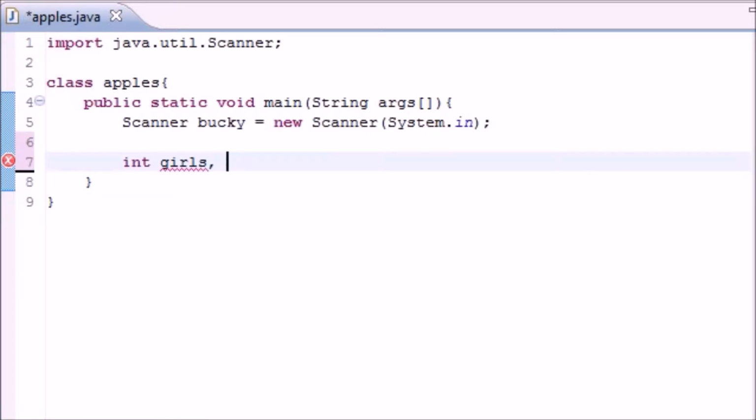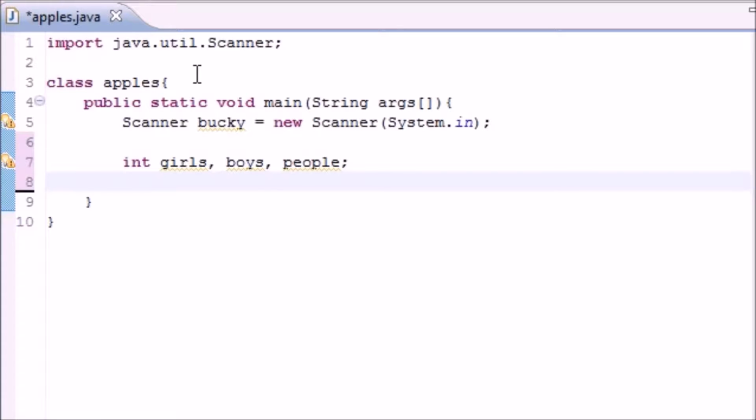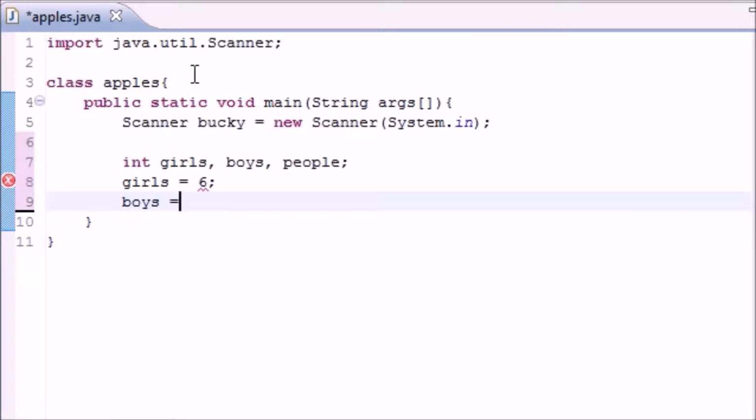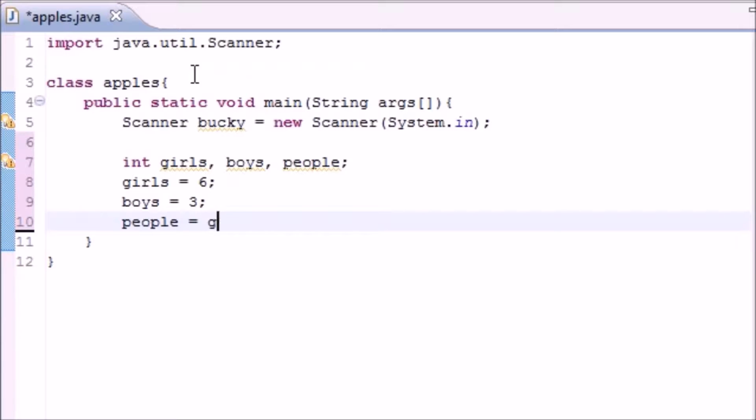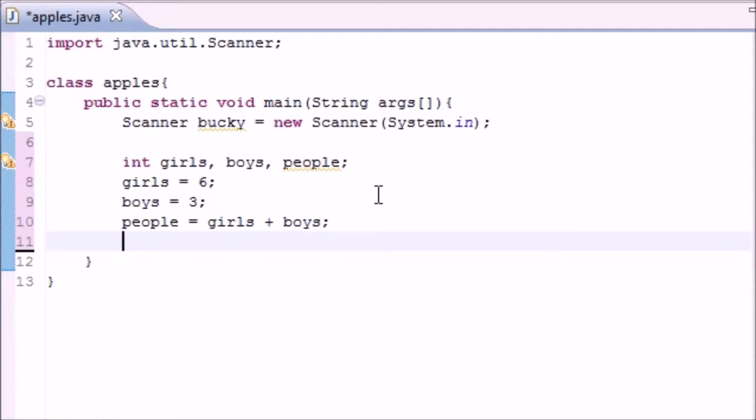Let's go ahead and make three variables: girls, boys, and people. And let's set these to some values. I'll start out with showing you all of the math operators. Girls equals 6, boys equals 3, and people equals girls plus boys. I showed you guys how to use this math operator in the last one, the plus sign, to get a simple sum. So now the sum of girls plus boys is stored in people.